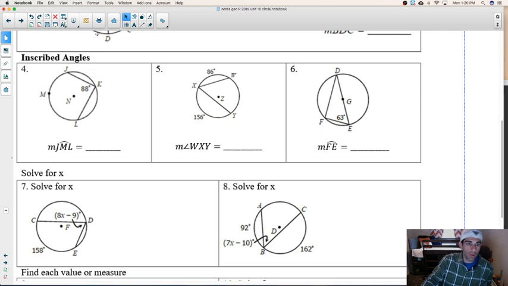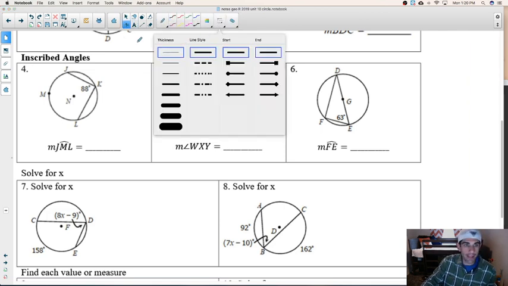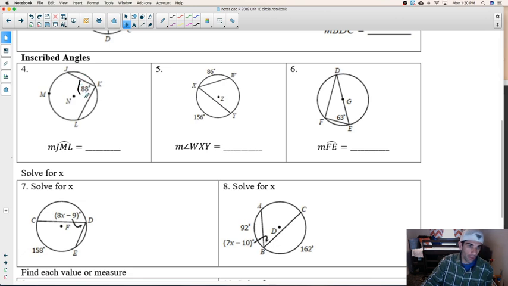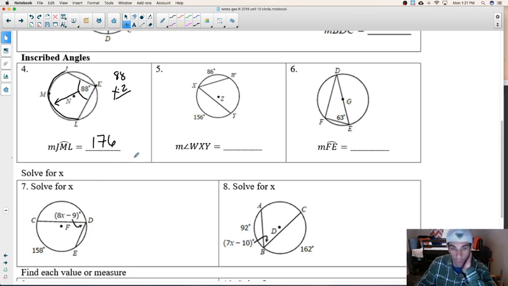All right, so the first one they're giving me, and now I know it's inscribed because the vertex point there is on the circle, so it's 88. So now to find this arc that was created from that angle, or as they're calling it, arc JML, you're just going to double 88, or 88 times 2, and then that's going to be 176. All right, so there you go.